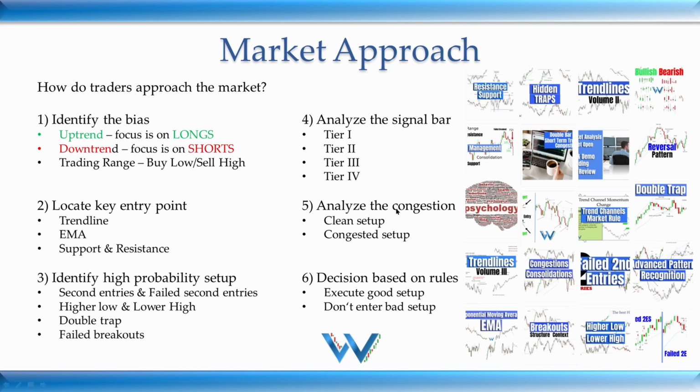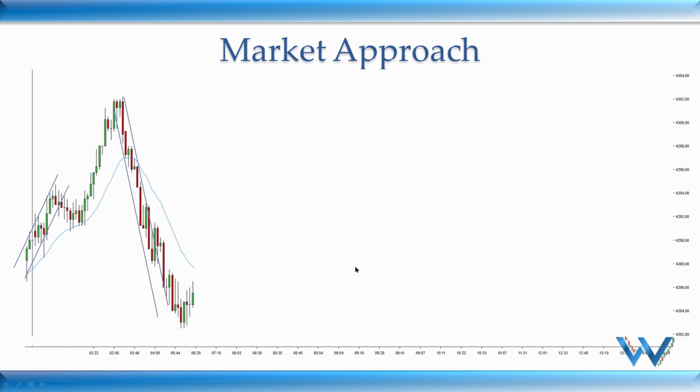You just decide if rules are being met and either take the setup or don't. Let's now take a look at the price chart and how you would use the edge that you've learned. The first thing I need to do is ask myself what the bias is. And right now I can see that the bias is trading range, isn't it? Because there is no clear uptrend or downtrend.